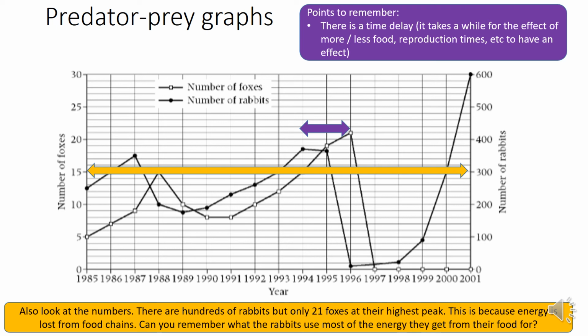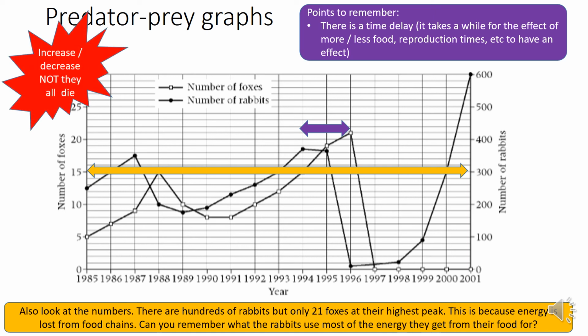If you remember back to when we did food chains earlier, the question I put to you is, can you remember what the rabbits use most of the energy that they get from their food for? If you can, pop any ideas onto Google Classroom. Also, can you remember what percentage of energy is transferred from one level of the food chain to the next? Again, any ideas? Pop your ideas on Google Classroom. If I remember, I might put a little quiz question on there for you to do.